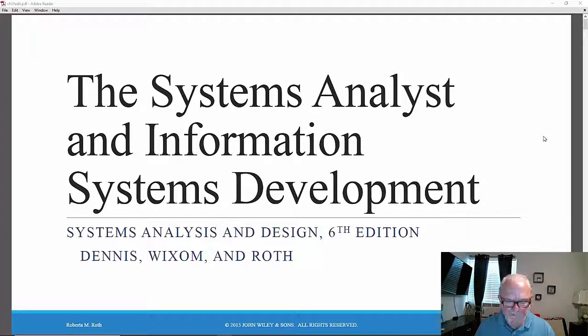Let's take a look at Chapter 1 in the text, which deals with the Systems Analyst and Information Systems Development. Note when we say Information Systems Development, we are talking about large-scale organizational information systems that are used by many people, 50 people, 100 people, perhaps usually across multiple departments and/or divisions in an organization.